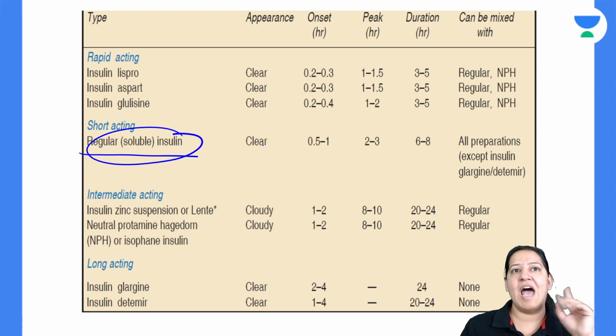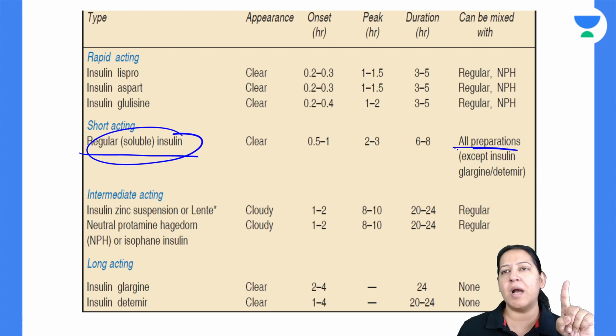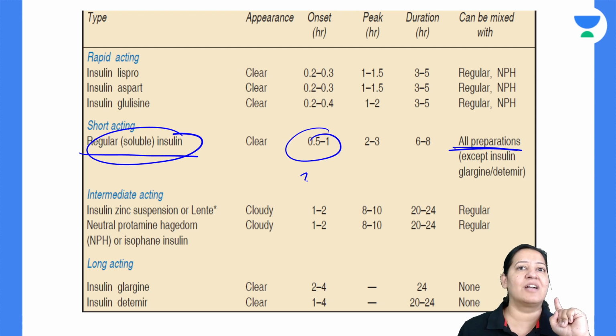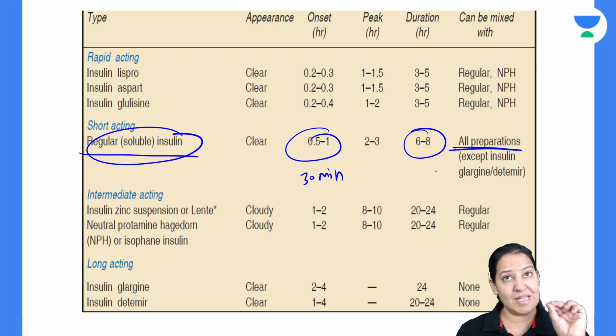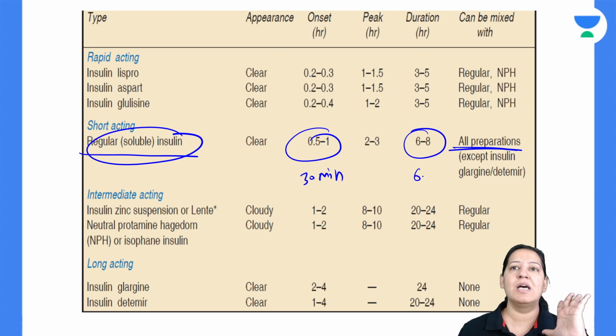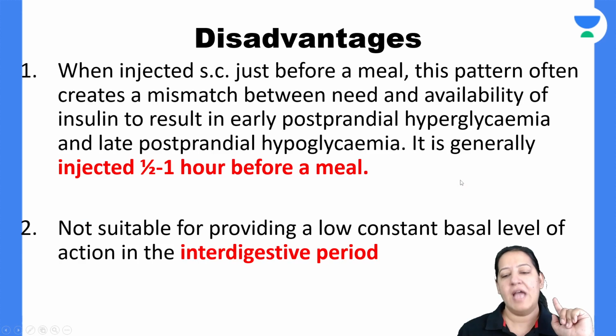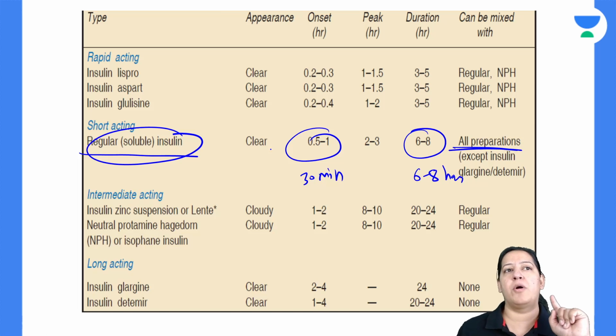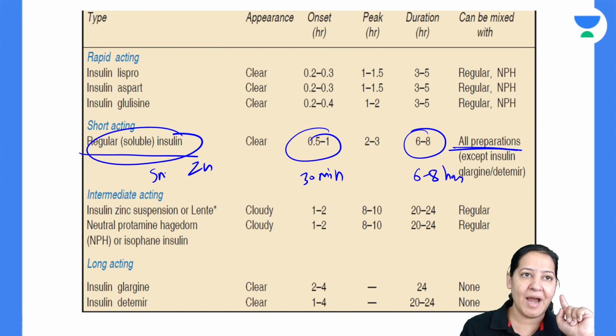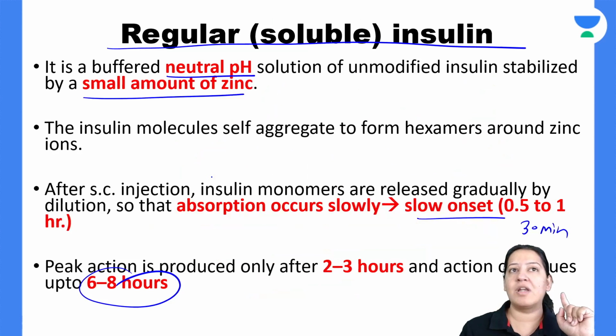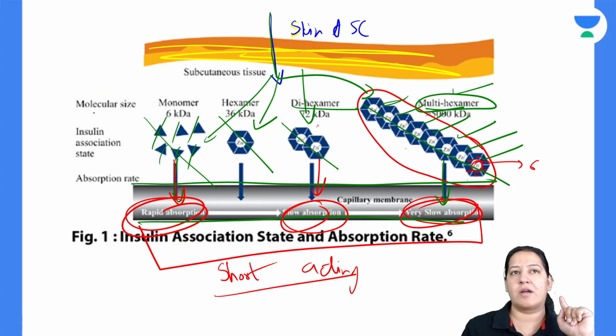Regular insulin has neutral pH, so it can be combined with all preparations. Its onset is 30 minutes. After 30 minutes, it comes into role, and it remains in sustained action for the next 6 to 8 hours. It is short acting. And here we combine the insulin with a small amount of zinc. Mind my words, it is a small amount, not a large amount.